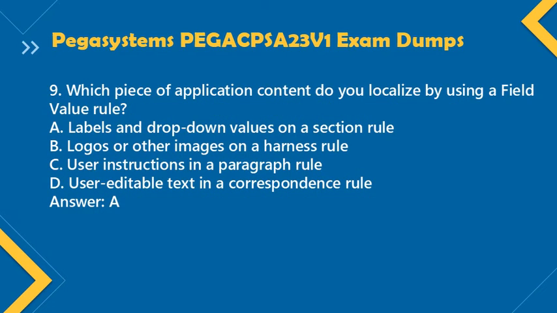Question 9. The correct answer is A. Labels and drop-down values on a section rule. Field value rules are commonly used to localize labels and drop-down values within a Pega application. These rules allow you to define different language-specific values for fields and drop-downs, ensuring that the application's interface can be easily adapted to different languages and locales.